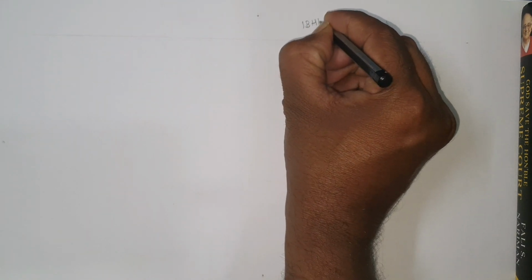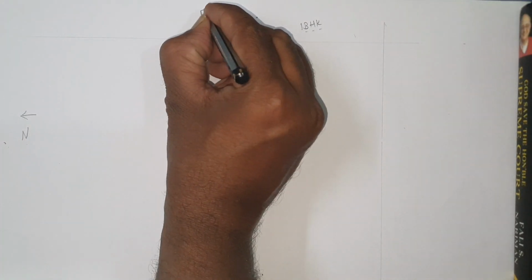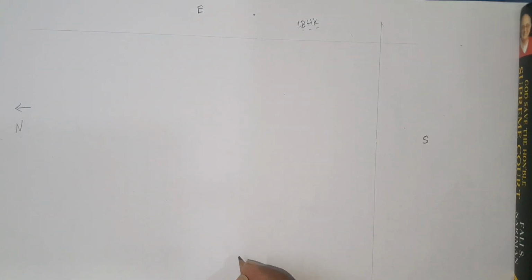Hello students, let us draw a line plan of a residential building. In this video, we are going to draw a line plan of a bungalow having one BHK: one bedroom, one hall and one kitchen. Accordingly, the first step is to locate the north direction. For example, this is the north direction. According to the north direction, this is east, this is south, and this is west direction.